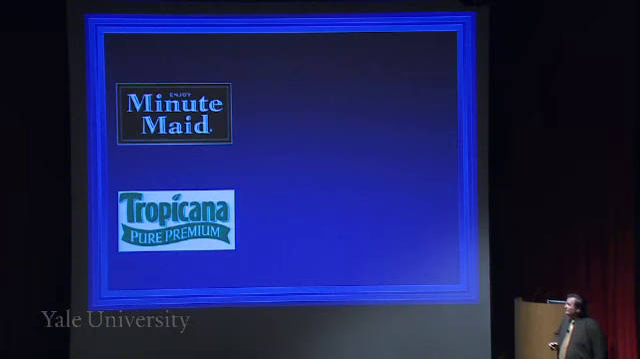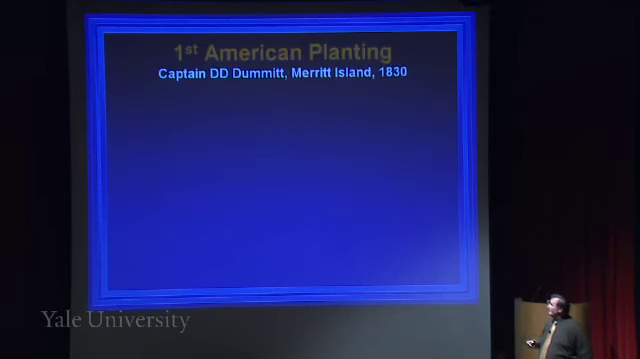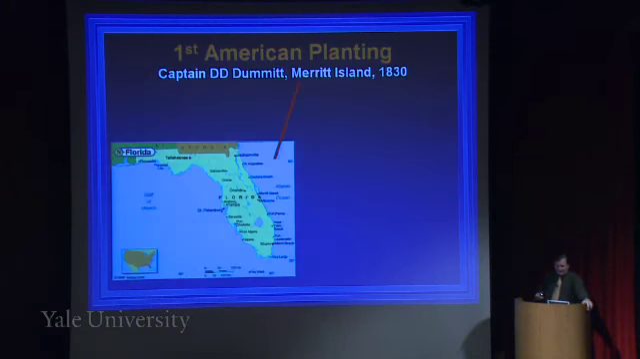You know, the orange juice giants, Minute Maid and Tropicana, control a fair amount of the market and are big players, especially because they themselves are owned by bigger companies, Coca-Cola and PepsiCo. And so this is our view of what orange juice is, but it actually has a pretty interesting history. The first American planting of oranges happened by a fellow named Captain D.D. Dummett in Merritt Island, Florida in 1830.